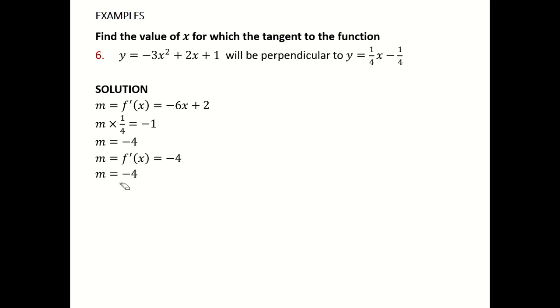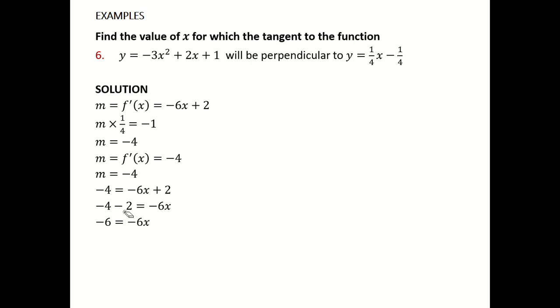Where there's m, I'm going to substitute -4. So basically, -4 will be equal to 6 minus 6x plus 2. And then you just solve for x, transpose this to the left-hand side. You will have -4 minus 2. On the right-hand side, you'll be left with -6x.